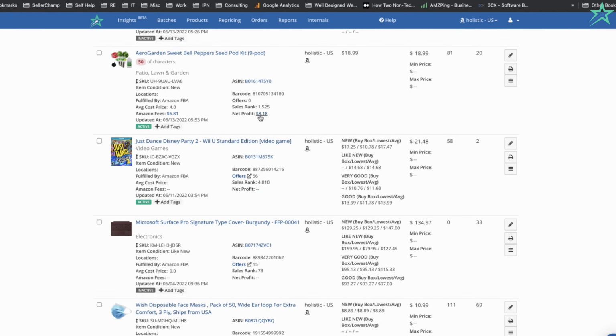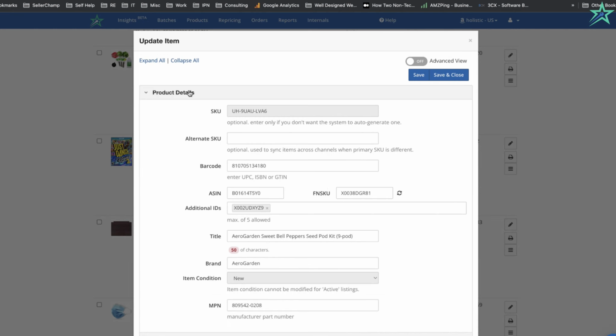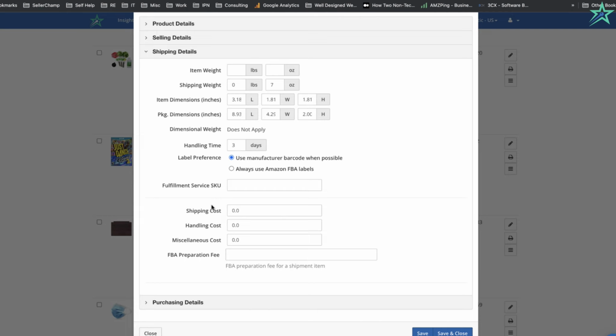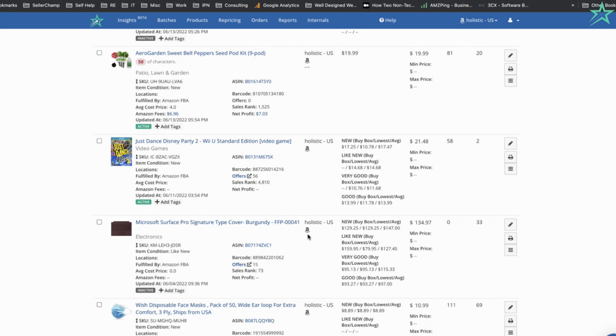And then it will calculate my net profit based on the selling price. And if I make a change to the selling price, it will then recalculate all of those fees for me, my Amazon fee as well as my profit. Okay, you can then click edit here and then also go in and enter other details such as your shipping, handling, and miscellaneous cost. And that will actually get computed into your profit calculation. So if I enter a shipping cost of $2 and hit save and close, and I go back into my product, you see my net profit is now $7 instead of $9, which is what it was before.